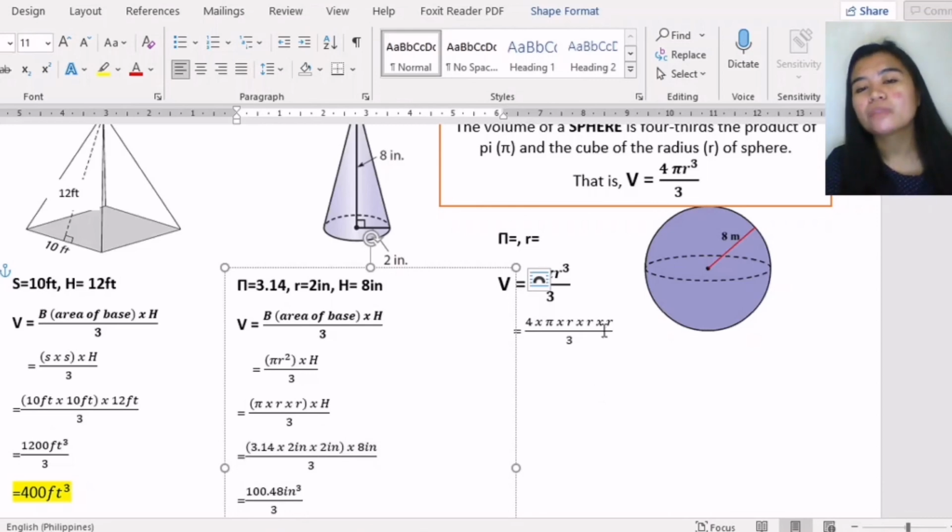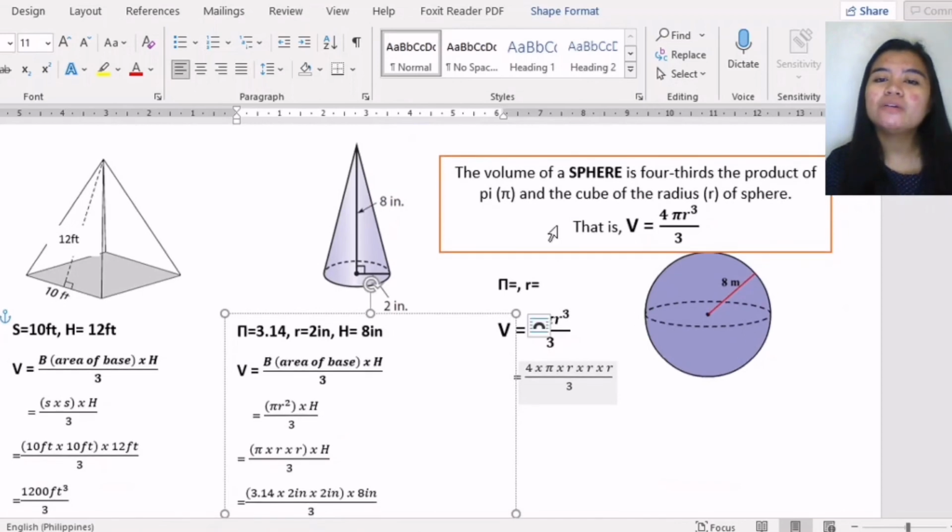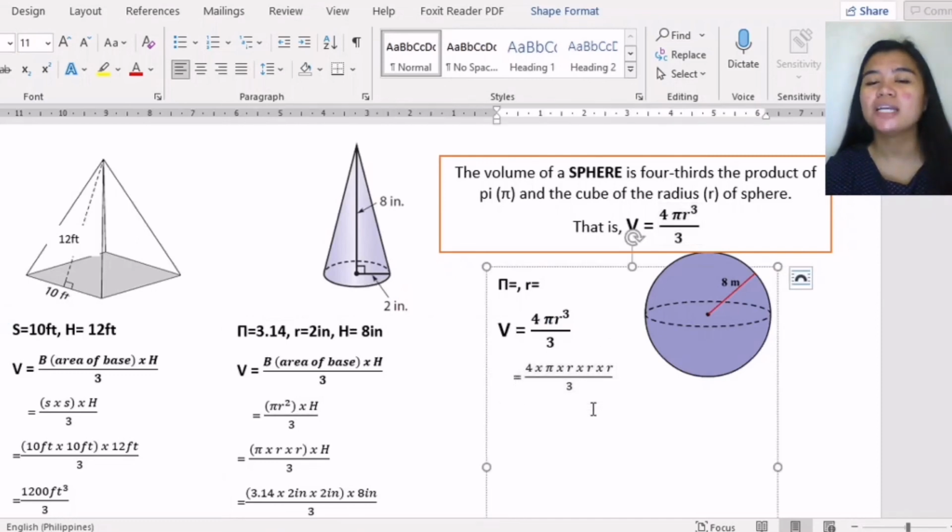Okay? So, last is sphere. So, paano naman hinahanap yung volume ng sphere? So, sabi dito, the volume of a sphere is 4/3 the product of pi and the cube of the radius of a sphere. So, to make it clear, para makita nyo kung ano yung binasa ko, that is volume is equal to 4 times pi times r cube divided by 3. Just remember the formula, which is 4 times pi r cube or the cube of a radius, and then divide it by 3. So, para mas malinaw, i-apply na natin siya dito sa problem.